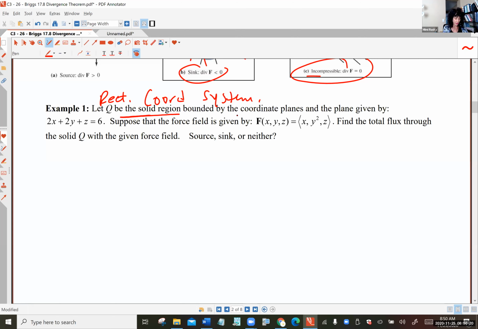So let the solid be a tetrahedron that's bounded by the coordinate planes and the plane 2x plus 2y plus z equals 6.